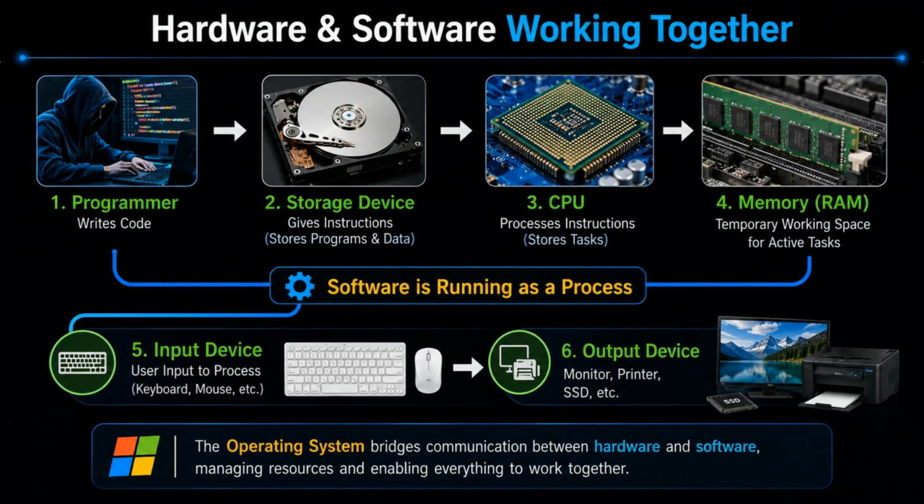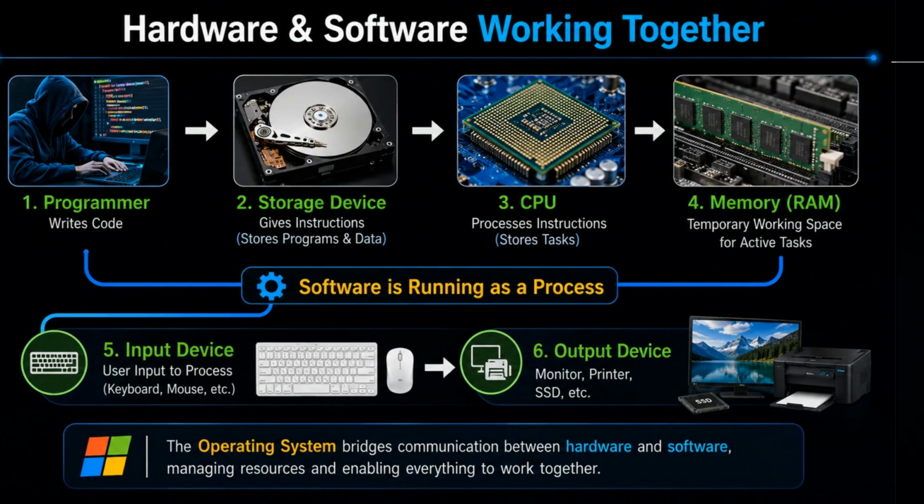Here's how hardware and software work together. The programmer writes code, which becomes instructions the CPU executes. Memory temporarily stores those instructions and data while the program runs. Input devices feed data in, output devices display results, and storage devices hold the software itself. The operating system sits in the middle, bridging communication between hardware and software so everything works together seamlessly.